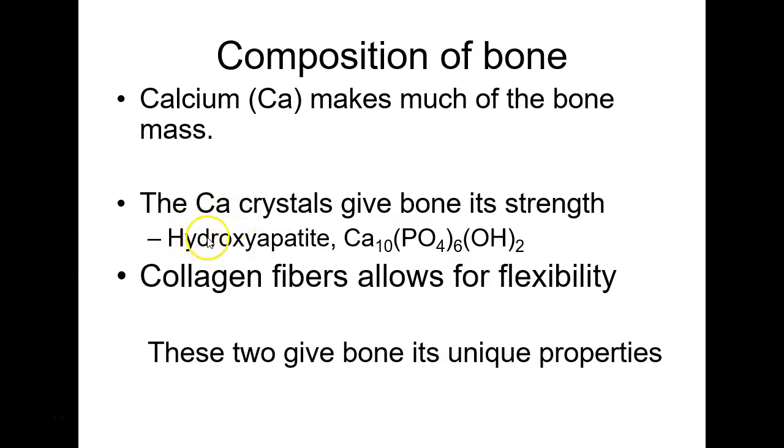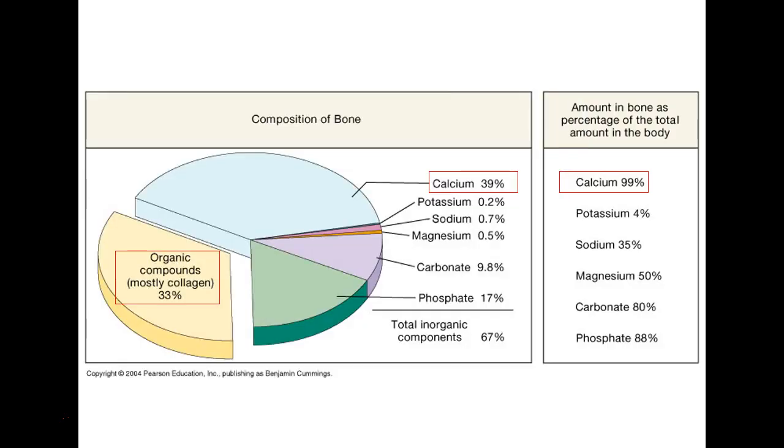Say that the implants used to be made of stainless steel, and they couldn't get the bone to grow to them like they can with titanium nowadays. So they would coat the stainless steel with hydroxyapatite, and then the bone would grow to the hydroxyapatite because it's so similar. But anyway, we also talked about the collagen fibers and the organic component of bone.